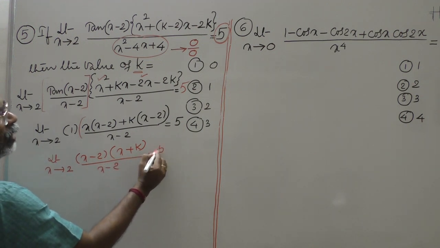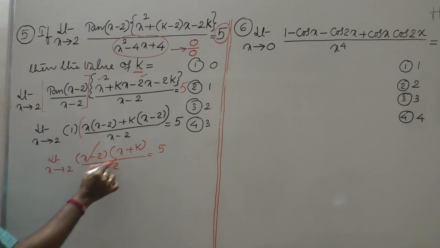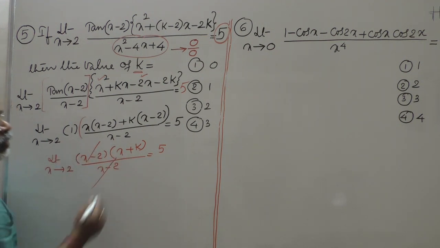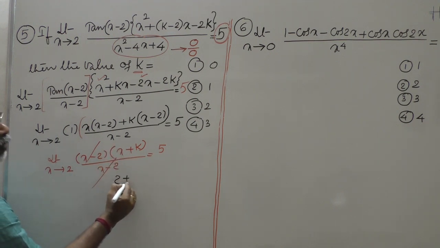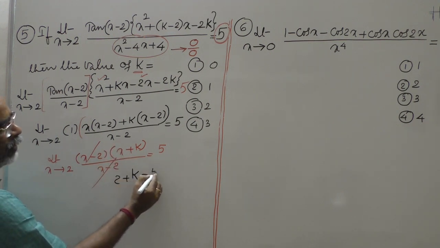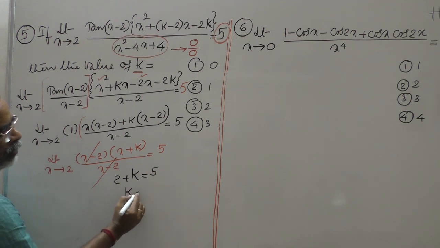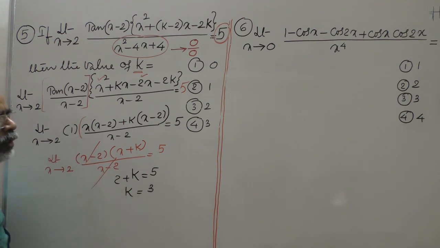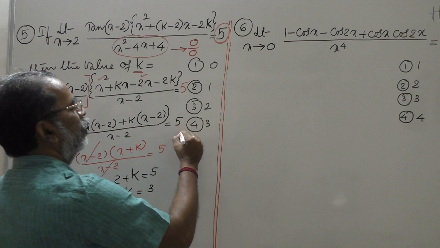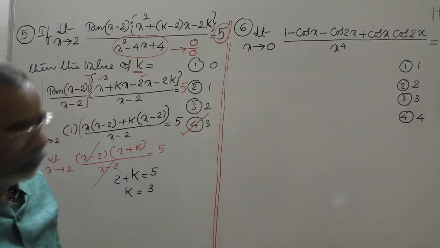This limit is already given as 5. I can cut x minus 2 with x minus 2. Write 2 in this, write the limit, then it will be 2 plus k equal to 5. Therefore, what is k? 5 minus 2, it is 3. Therefore, the answer is the fourth option.